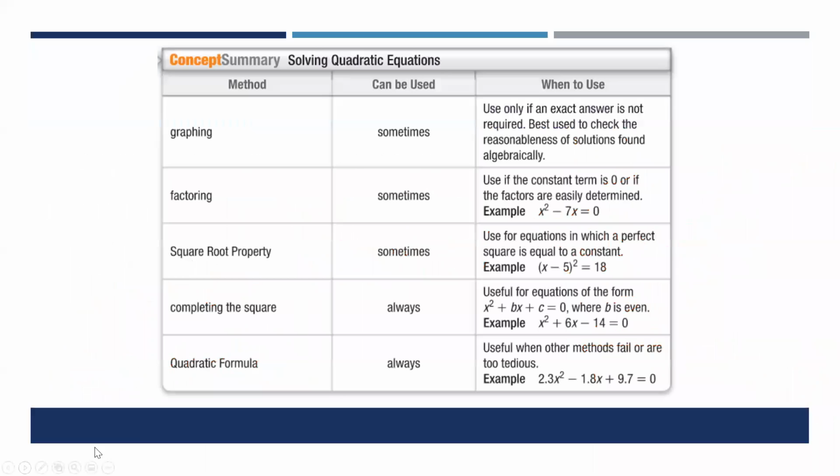All right. So just to summarize, these are the different ways you should know how to solve quadratic equations for this exam. By graphing, and it's going to be used sometimes only if an exact answer is required. Factoring is good sometimes when you're looking at the function and you can easily identify the factors. There's a square root property that works sometimes, when you have a perfect square equal to a constant. And then completing the square always works.